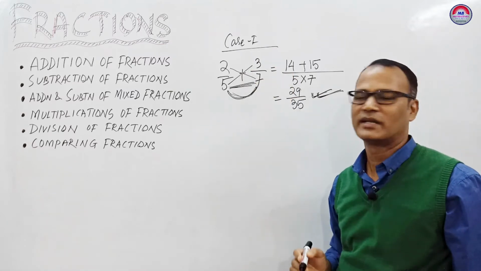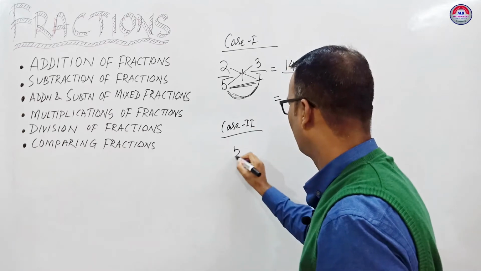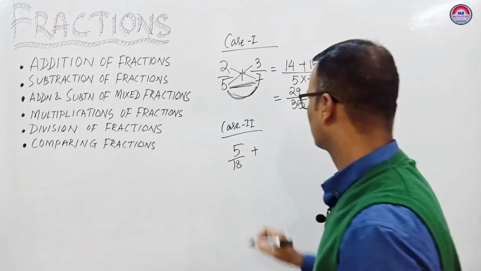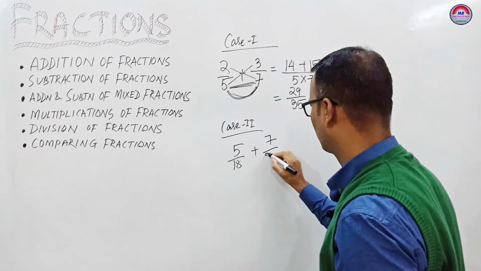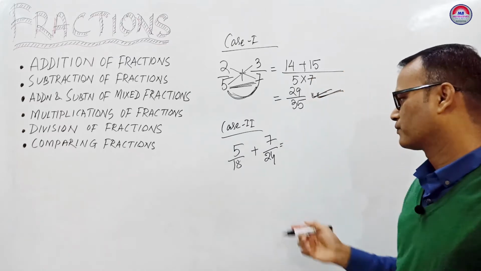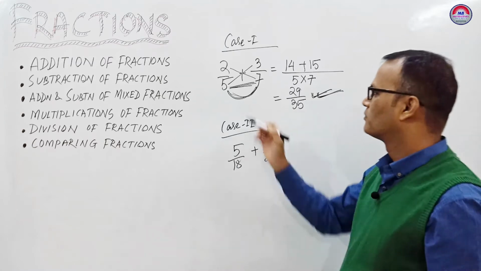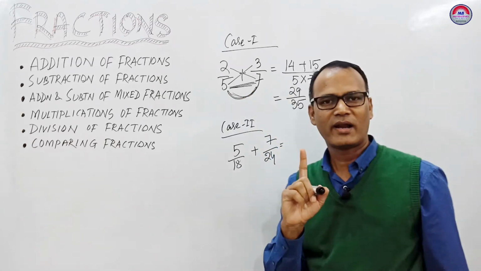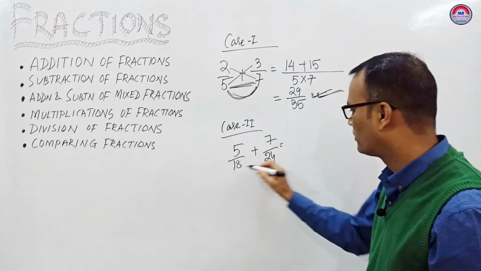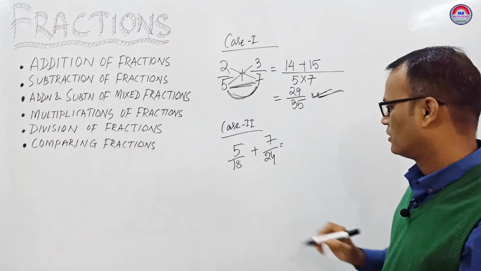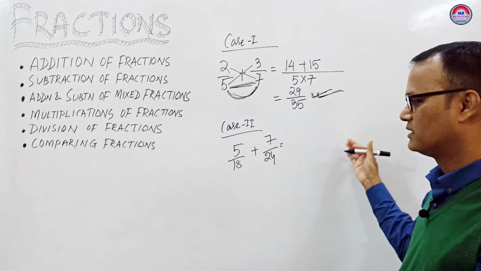This is case 1. In case 2, 5 by 18 plus 7 by 24. You see here the denominators are composite because there is more than one common factor, whereas in the previous case the only common factor is 1. Here there is more than one common factor, so they are composite denominators. Then you see how to add easily.